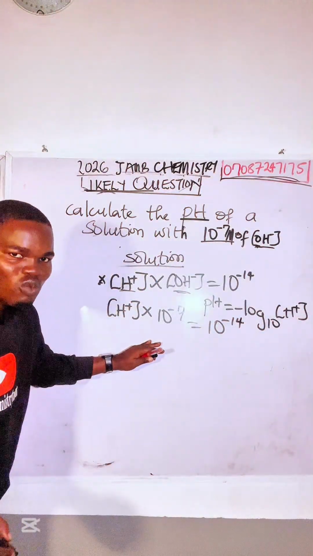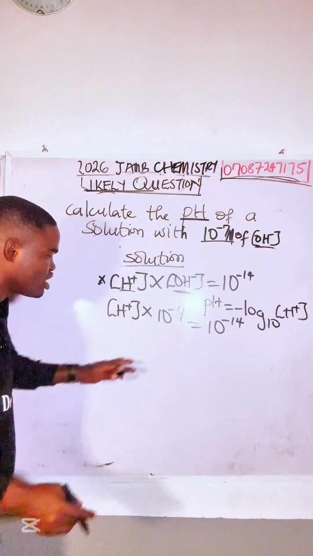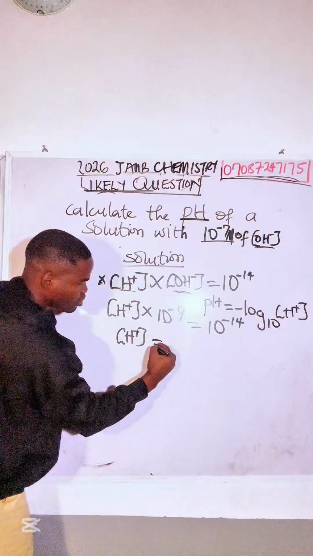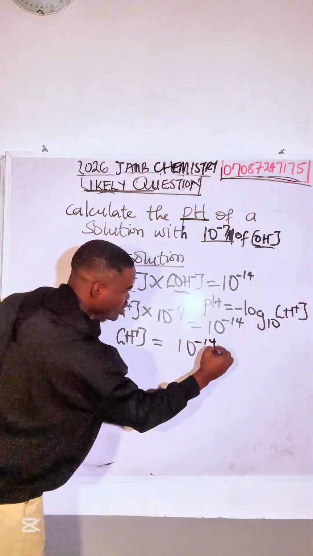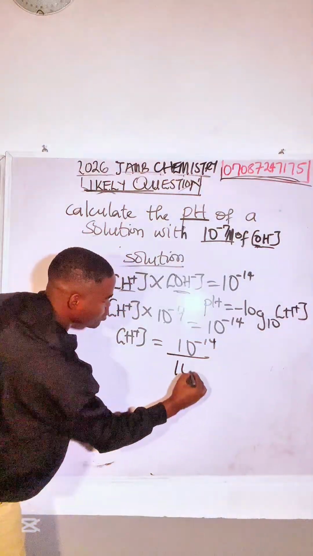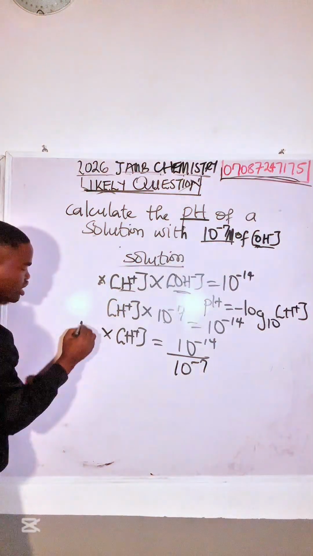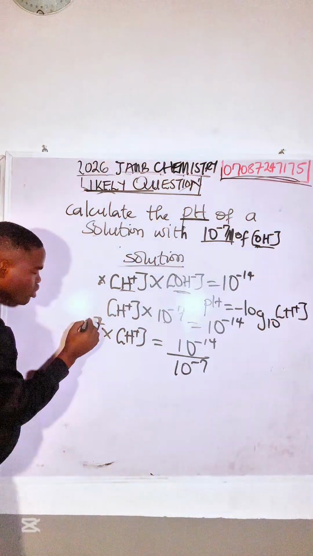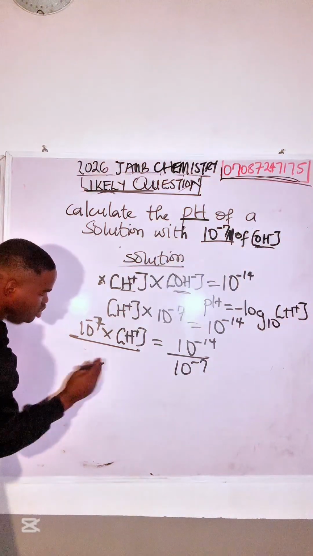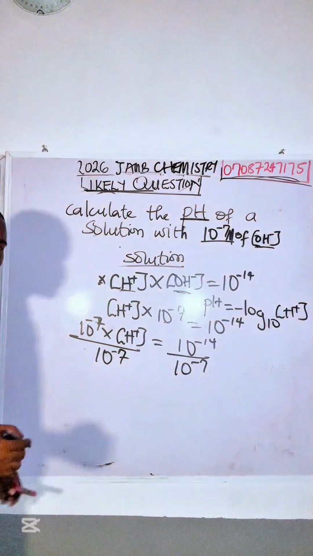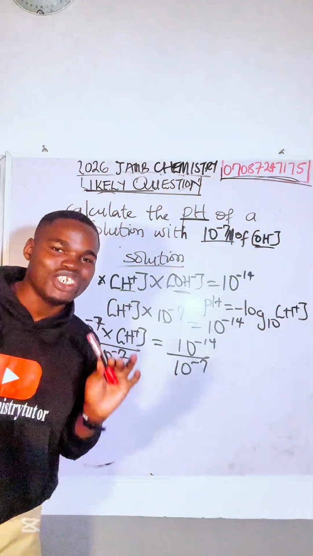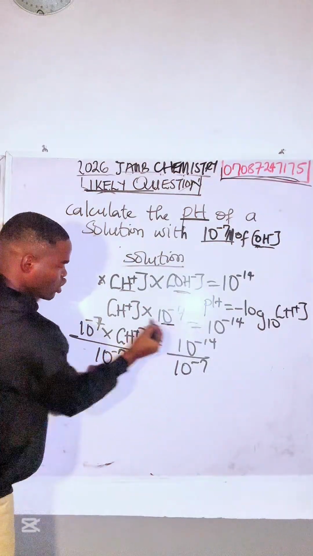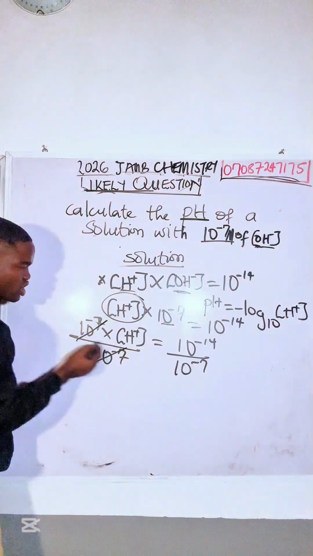Now, I'm going to use one of the things you have to know, which is indices. So H plus can stay here. Once I divide both sides by this, I have 10 raised to minus 14 divided by 10 raised to minus 7. To remove multiplication, anything that is bounded by multiplication, you use division. Anything that is bounded by addition, you remove it with subtraction. That is the concept. I've divided both sides by this because I need this to stand alone. So this will cancel this, then this will remain.